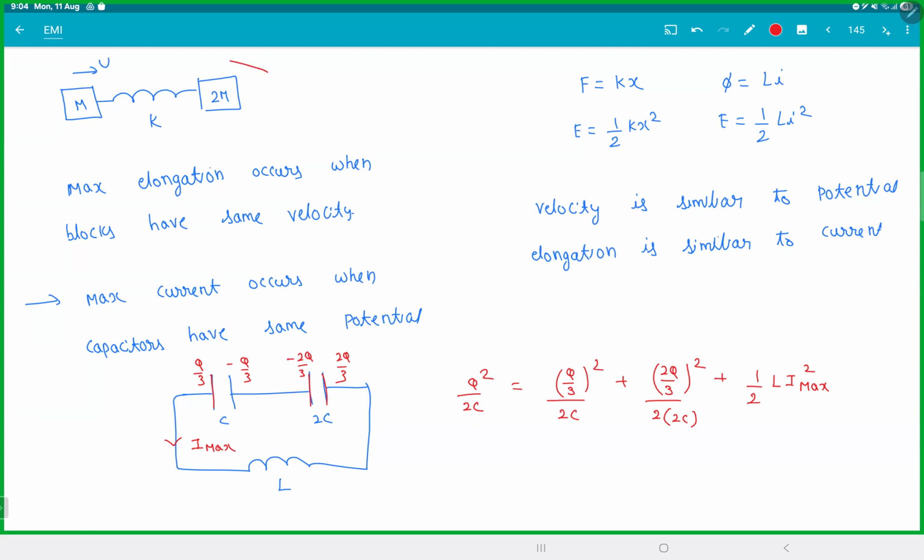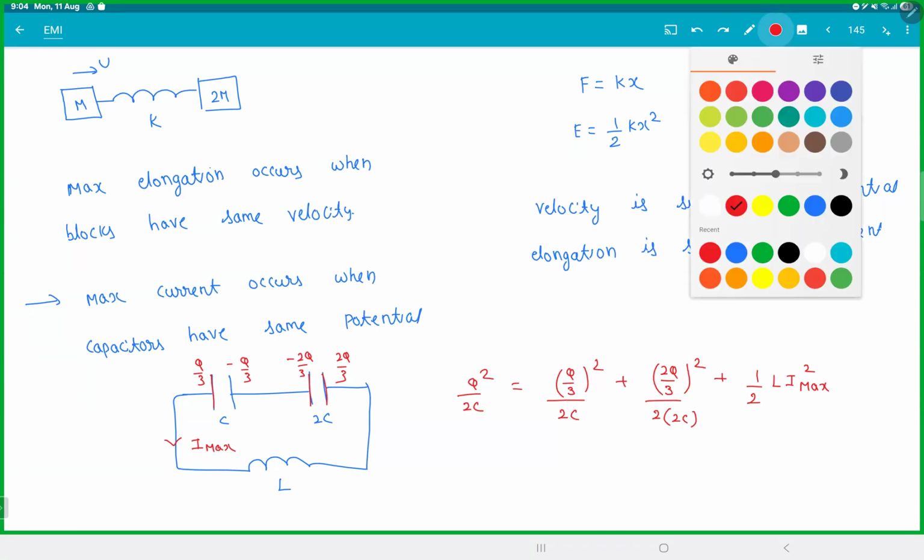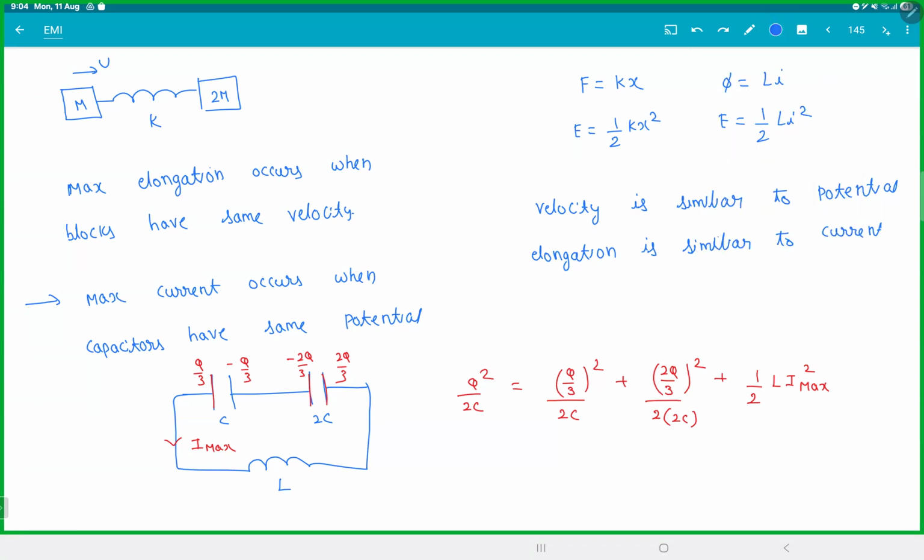Do you guys remember how to find the time period for this? 2 pi root over mu by K. Mu is the reduced mass. Don't forget those formulas. Saves you time in mains. Clear with this? So there you can play around like that with LC oscillations.